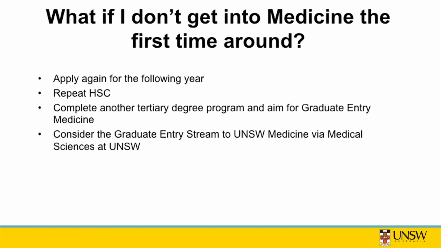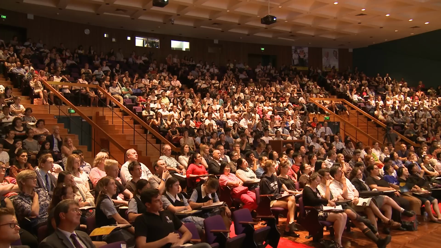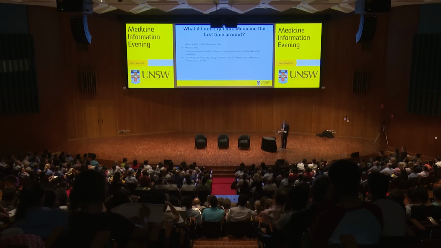What if I don't get into medicine the first time around? You can apply again the following year. If you commence other tertiary degree studies, we will combine your ATAR with your tertiary degree result to work out a new equivalent ATAR. To maintain that ATAR, you need to have at minimum, absolute minimum, all distinctions from what you're doing in that year. A bad one that nobody is really interested in is repeating the HSC, for obvious reasons.